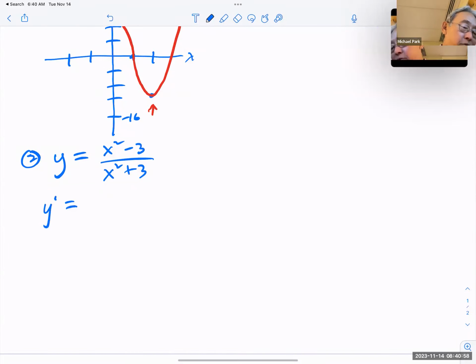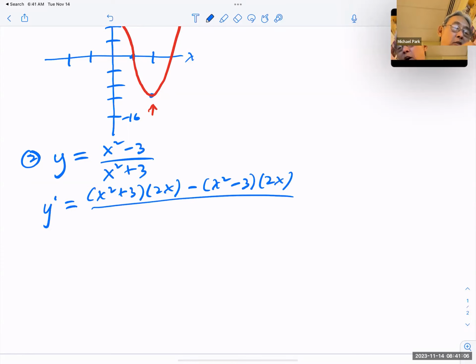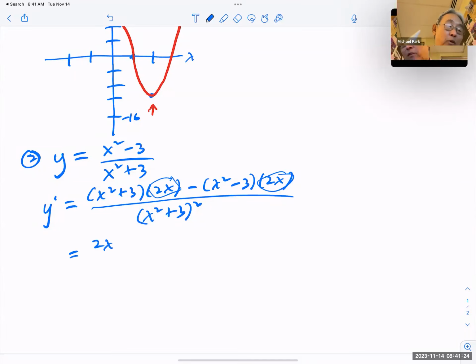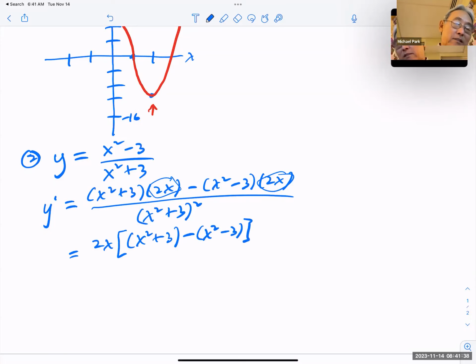So using the quotient rule, low d high minus high d low over denominator squared, we go. Okay, now, the hard part for a lot of you is factoring. If you multiply it out and refactor it, that's probably going to have issues. But look, there's a 2x here and a 2x there. Why not factor it out? Because the whole purpose of this is to factor it. If you factor out a 2x, what's going to be left? You're going to have x squared plus 3 minus x squared minus 3. And a lot of you have issues because you guys don't put parentheses.